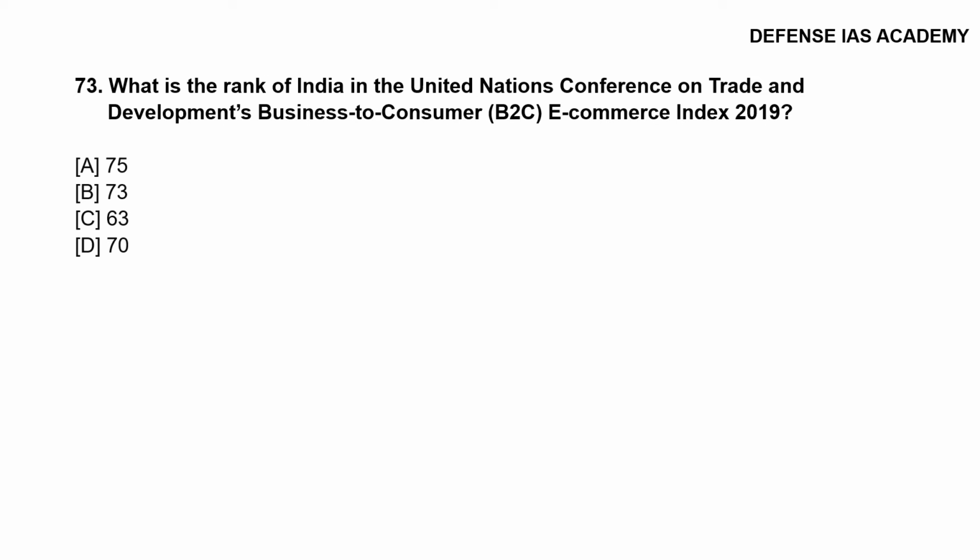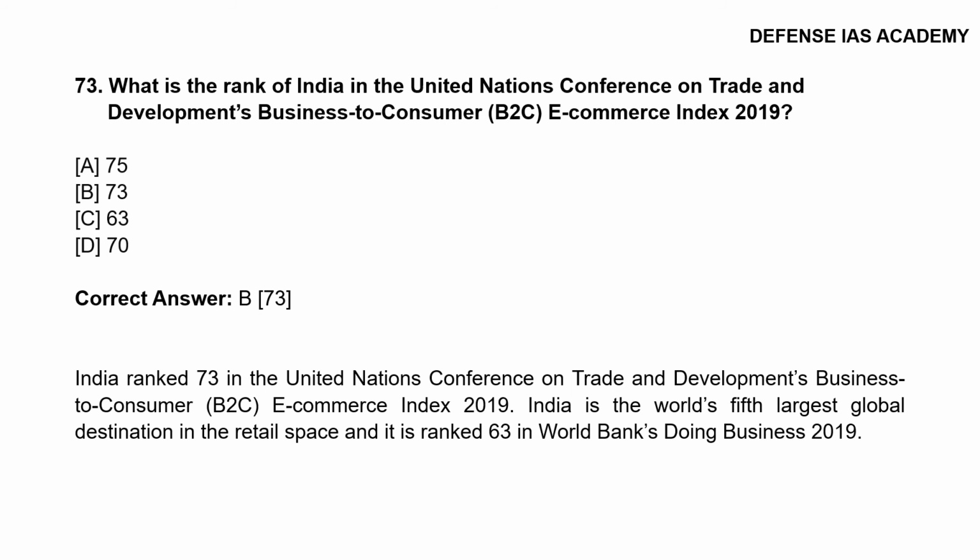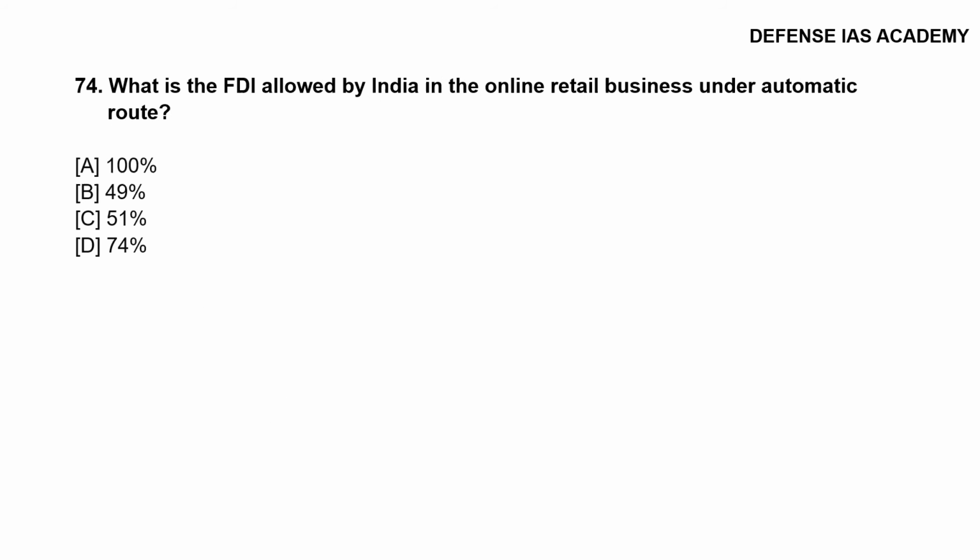Question number 73. What is the rank of India in the United Nations Conference on Trade and Development's Business to Consumer E-Commerce Index 2019? Now the correct option is option B, 73. So India's rank is 73. India ranked 73 in the index in 2019. India is the world's 5th largest global destination in the retail space and it is ranked 63 in World Bank's Doing Business 2019.